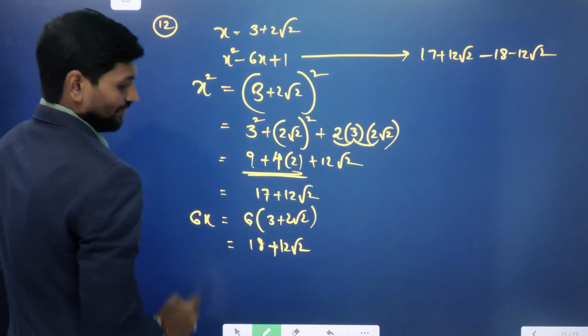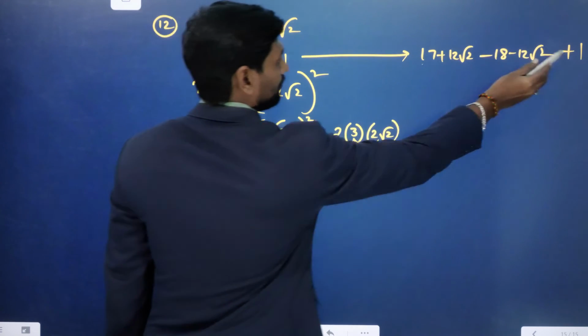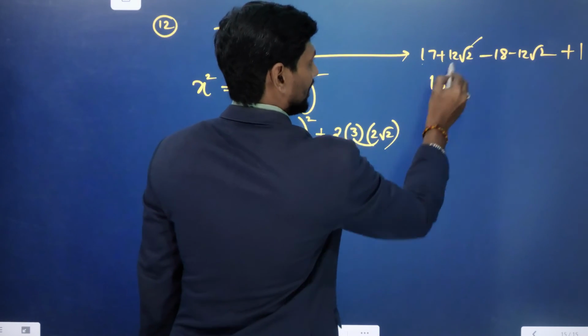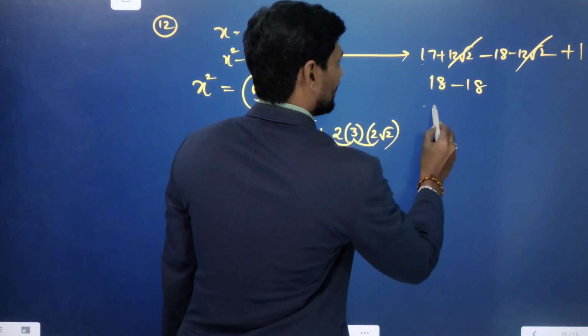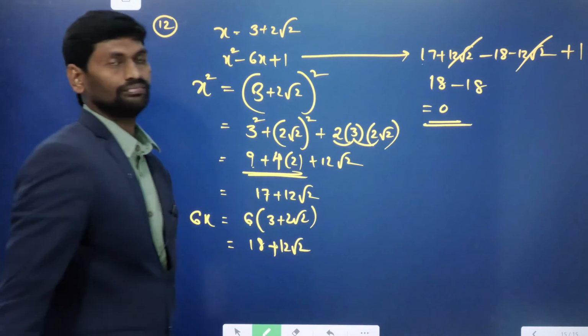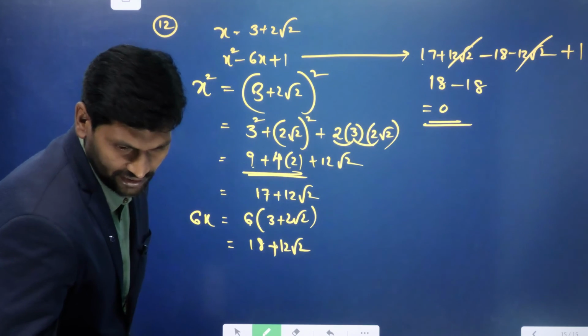And the last one is plus 1. 17 plus 1 is 18. Plus 12 root 2 minus 12 root 2 cancel. Here minus 18, so 18 minus 18 is 0. That is our required answer. Check that.